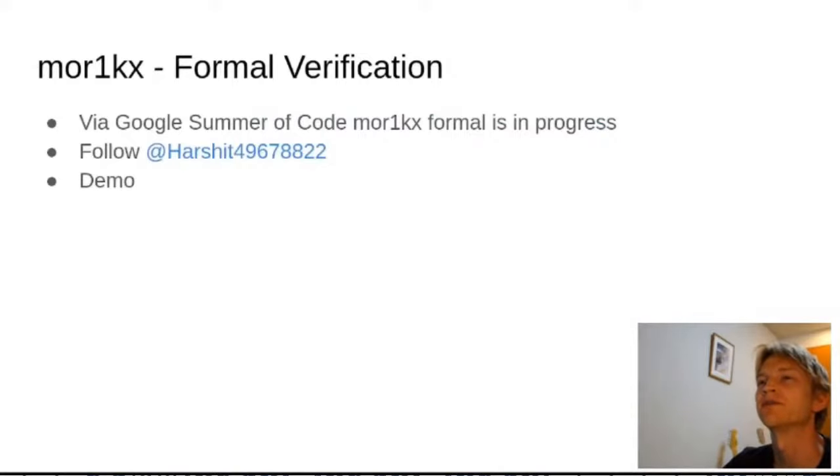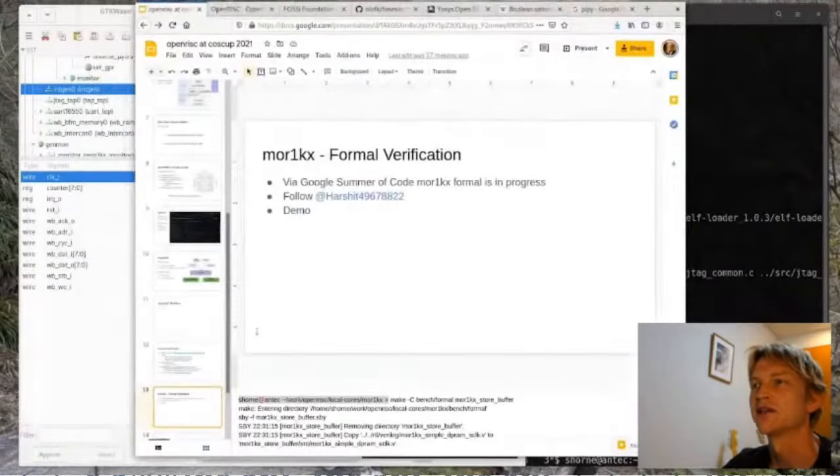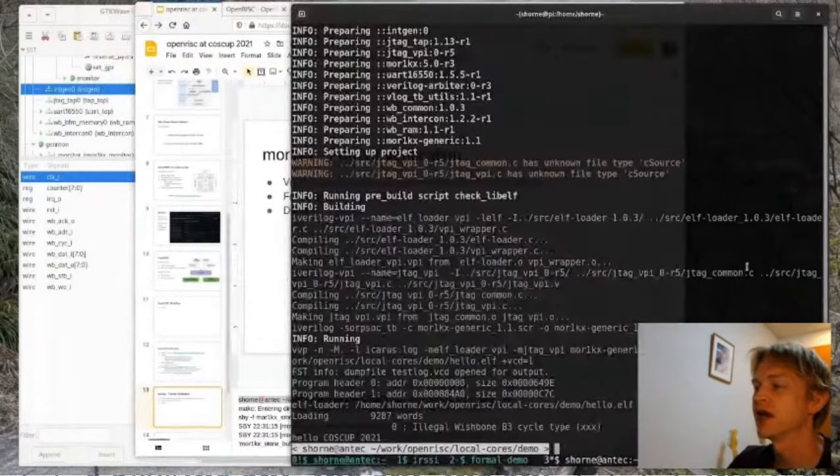So this year, as part of the Google Summer of Code project, we're adding formal verification to more 1KX. That will make it a more trustworthy CPU and IP core. Harshita is helping us with this project, and you can follow her on Twitter. Let's do a quick demo to see how this works.